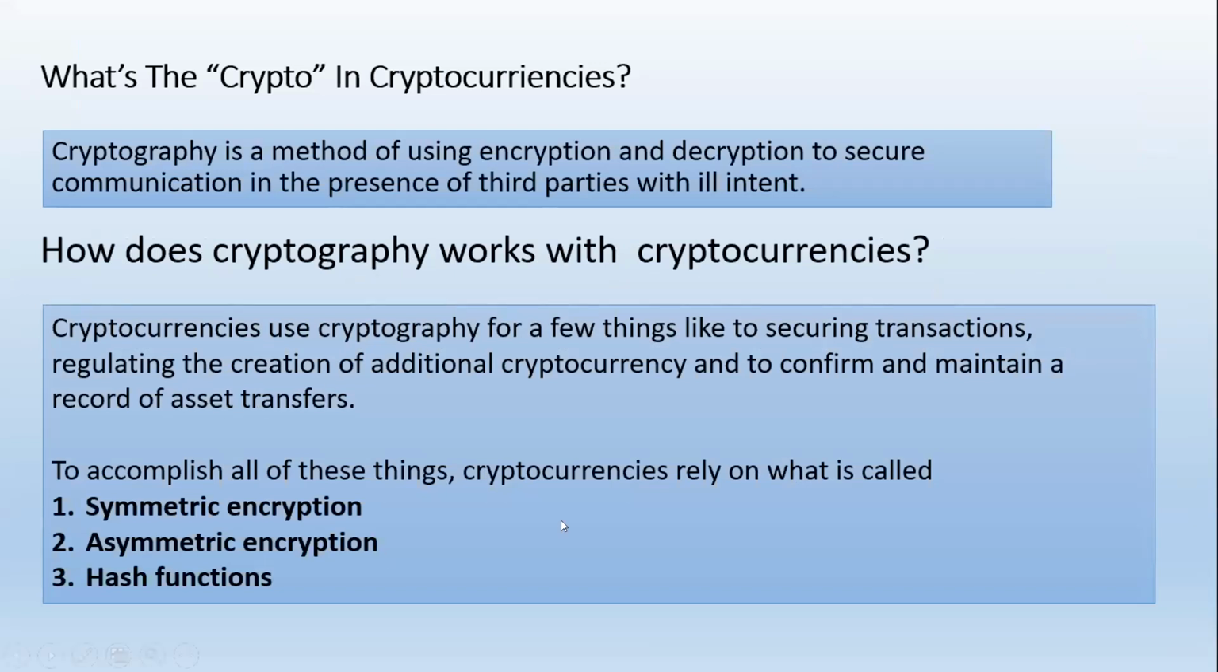So cryptocurrency is based on 2 things, that is, first is blockchain and second one is cryptography. Cryptography is a method of using encryption and decryption to secure communication in the presence of third parties with ill intent. So cryptocurrencies use cryptography for a few things like securing transactions, regulating the creation of additional cryptocurrencies, and confirming and maintaining a record of asset transfers. To accomplish all these things, the hash function is used, along with symmetric and asymmetric encryption.